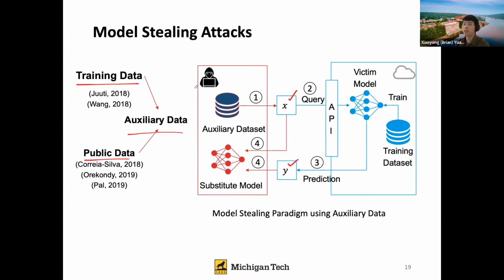And then the attacker can use the X and Y to generate substitute models. So as long as the auxiliary data set is close to the victim model's private training data set, we can anticipate that the substitute model is very close to the victim model. In that sense, we steal the victim models with similar functionality.